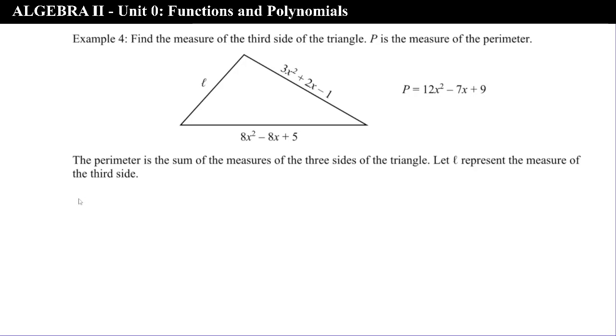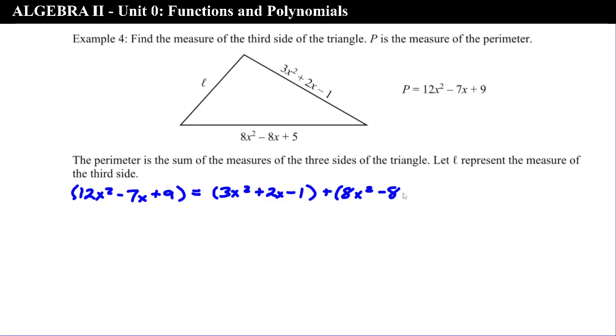So we know that our perimeter, which is 12x squared minus 7x plus 9, is going to be equal to the sum of the three sides. So we'll start with the first one, 3x squared plus 2x minus 1. And then we're going to add to it the next side, which is 8x squared minus 8x plus 5. And then we're going to add the third side, which is just simply L.